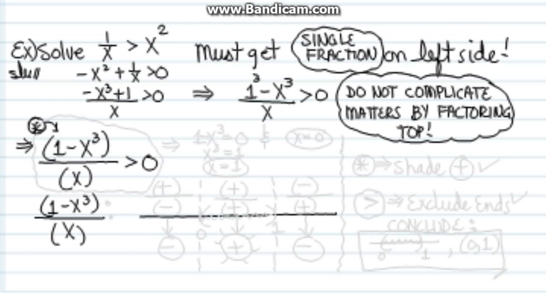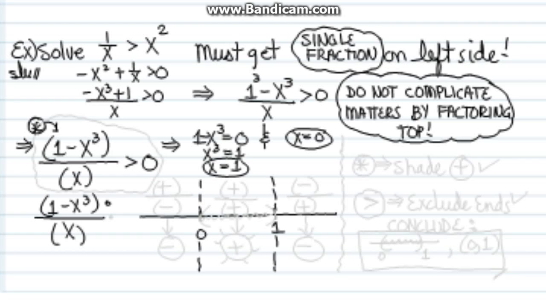And then I'm going to draw a number line for x values. I'm going to partition the number line with the top equals 0 telling me that x cubed equals positive 1, which means x is equal to 1, and the bottom being equal to 0 just says 0. So we have a positive 1 and we have the 0 partitioning our number line. Put them in the right order.